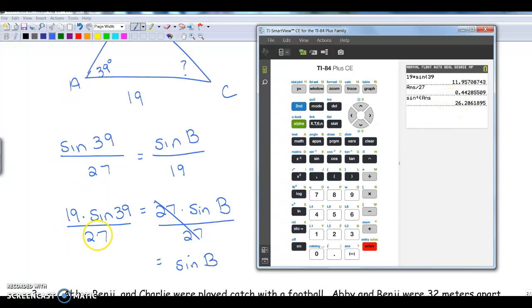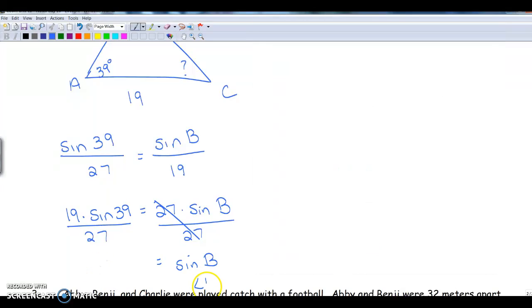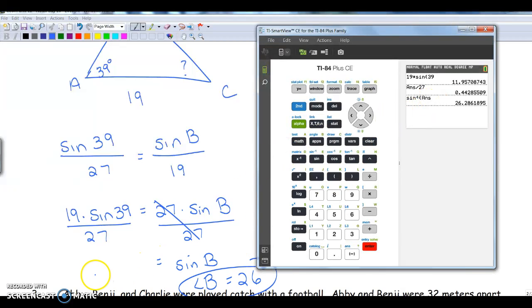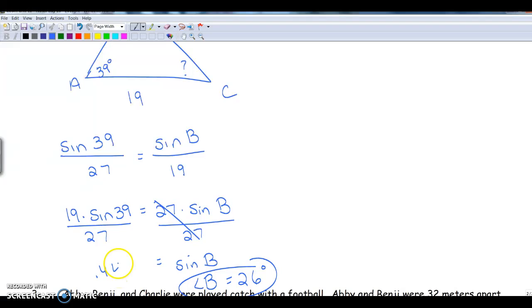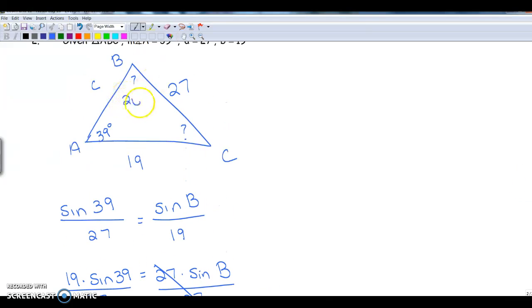You get 26.28. So angle B is going to be 26 degrees. All right, so just to complete my notes, it was that 0.44 number, but we didn't round it. And then we did second sine, second answer. So angle B is 26.